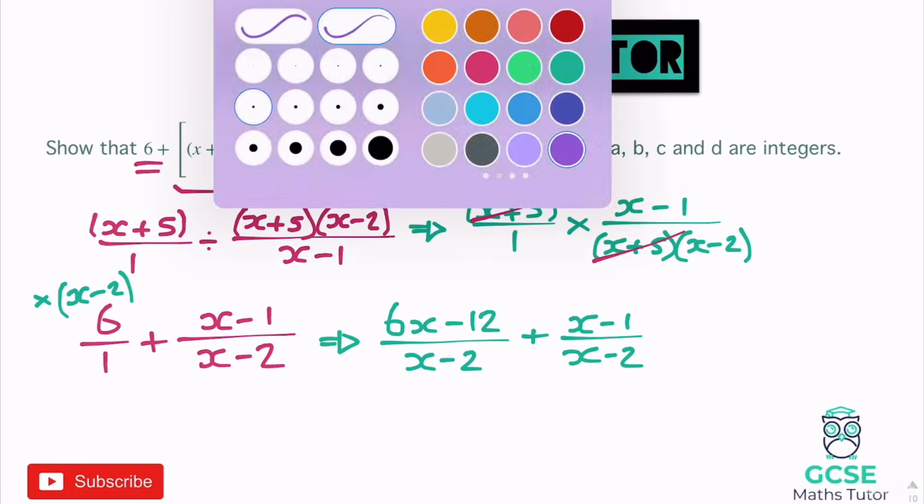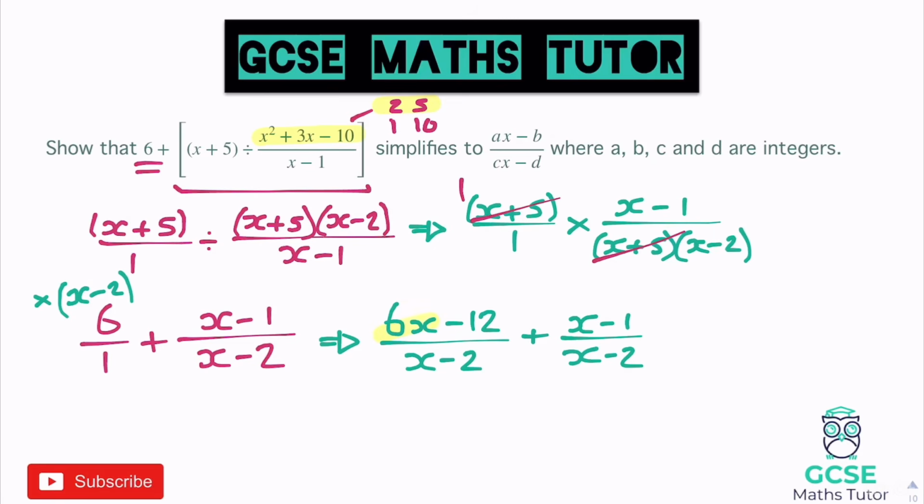Right, okay, so just need to be careful again when we're adding these together. We've got a 6x add x, which becomes 7x. And we have negative 12, and we're going to add negative 1. Negative 12 add negative 1 is going to be negative 13. And that's all over x minus 2. And then let's have a quick look at the question. What does it say? Simplifies to ax minus b. So a is 7, b is 13.